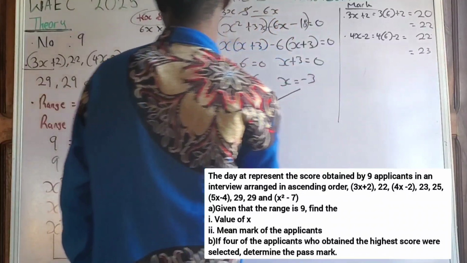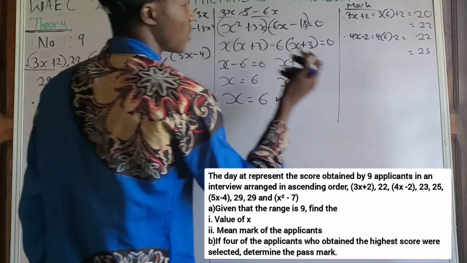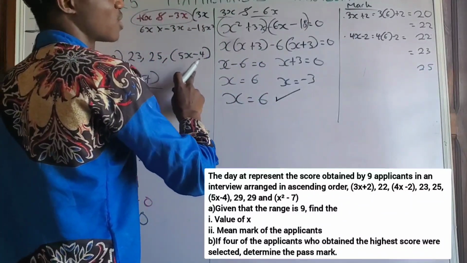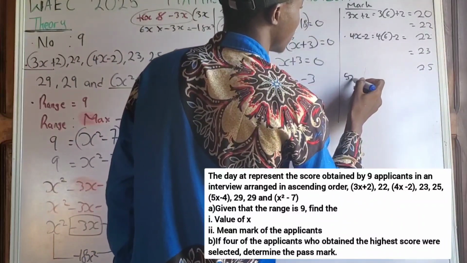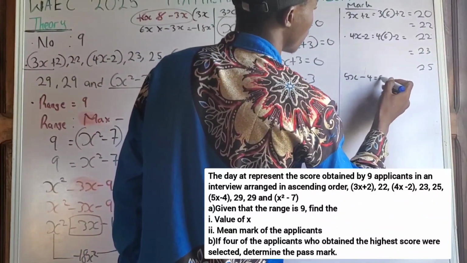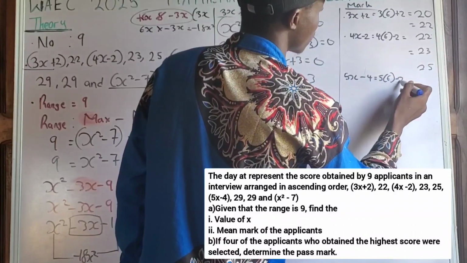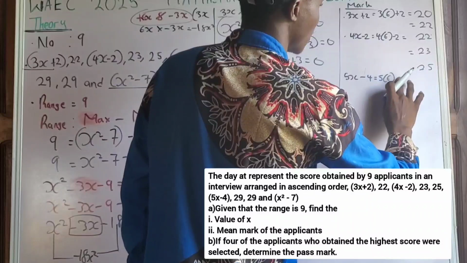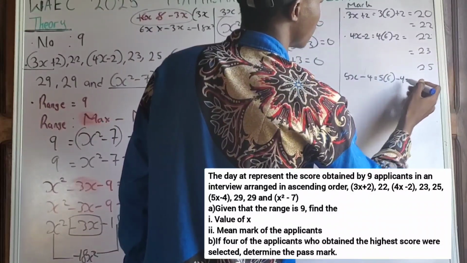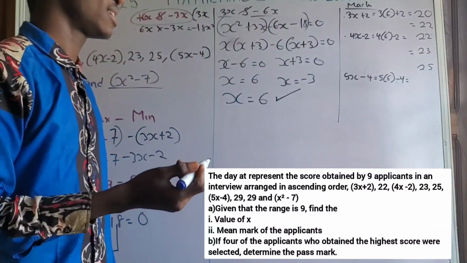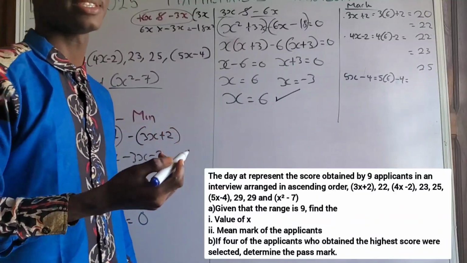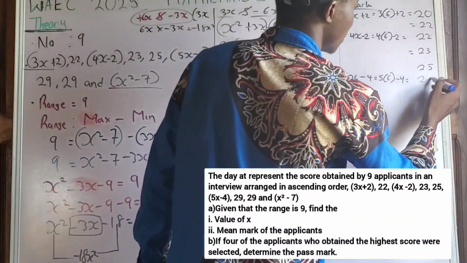23. The fourth applicant is 25. So let's put it 25. The next is 5x minus 4. So 5x minus 4 will be equals to 5 multiplied by 6 minus 4, okay? 5 times 6 is 30. 30 minus 4 is 26. So I'm going to have 26 here.